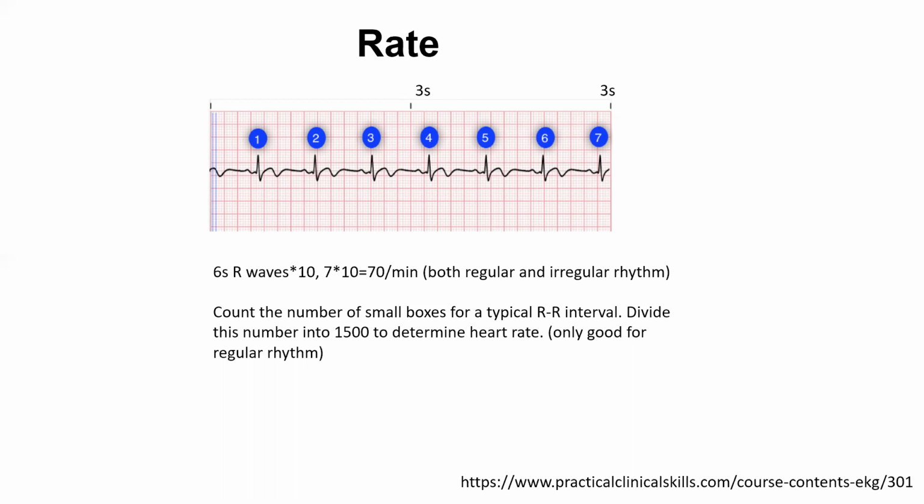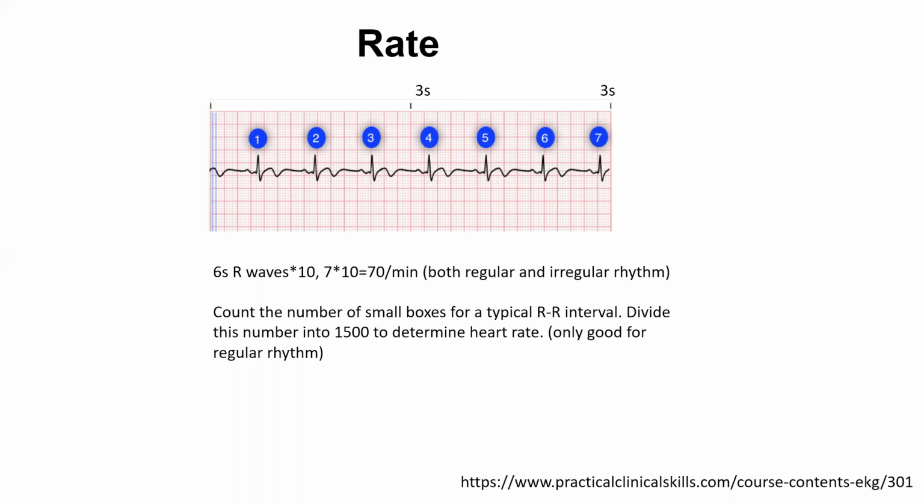So we times 10, which equals 70. So the heart rate is 70 per minute. By using this method, it's good for both regular and irregular rhythm of the patient.